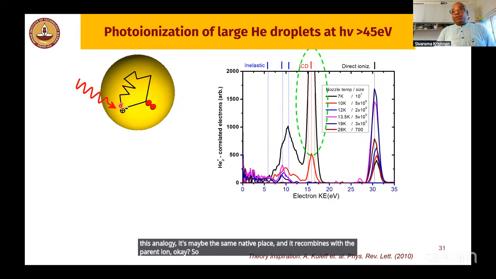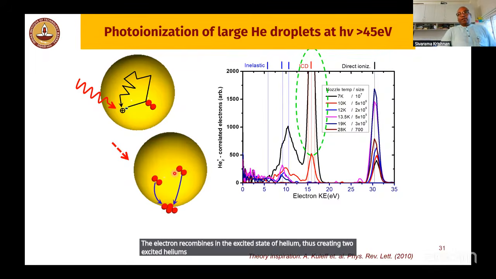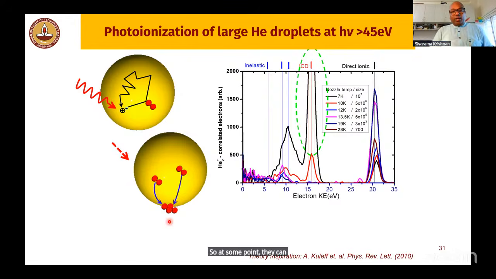So when it recombines with the parent ion, it is more likely that the electron recombines in the excited state of helium, thus creating two excited heliums over here. Recall also in the Moodrich experiment, they showed us that these excited helium atoms do not stay in one place in the droplet. They keep moving around in the superfluid. So at some point, they can even come together and coalesce, as shown here in this view graph.